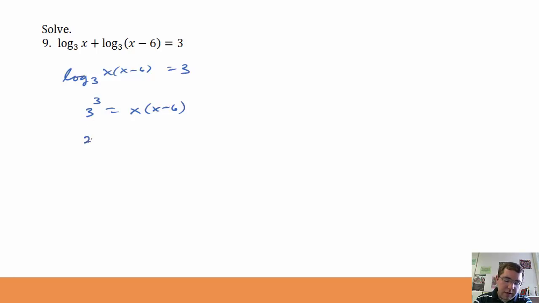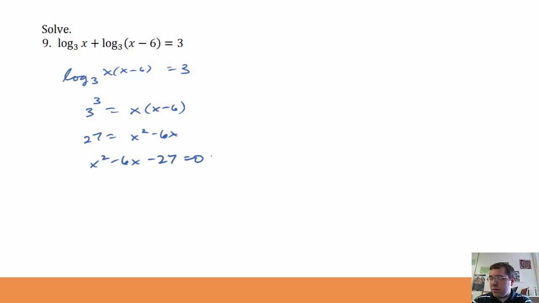Okay, so 3 to the third is 27. X times x minus 6 is x squared minus 6x. So this is really x squared minus 6x minus 27 equals 0. Hey, that's a quadratic expression. I know how to solve that. I can try to factor it. If factoring doesn't work, or I don't want to factor, I can use the quadratic formula.